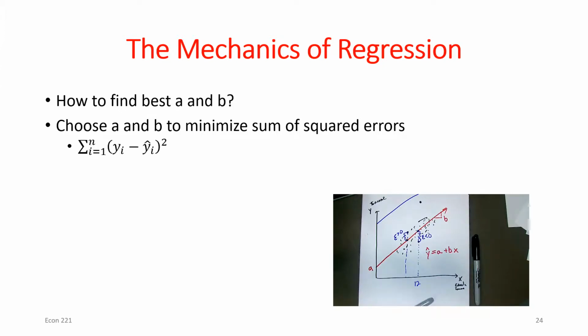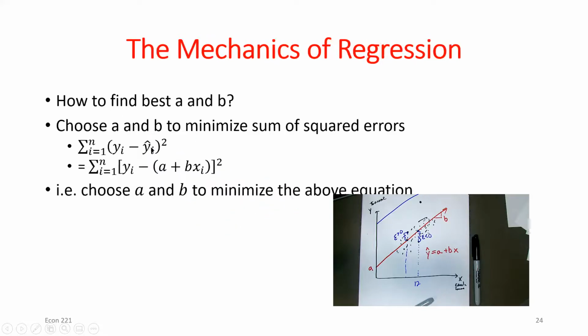Okay? So I'm just going to write the error term, which is really just the difference between the actual Y and the predicted Y. I'm going to square that. We could go through the math. I'm not going to bore you with it, but basically you would have this equation where I can write out what the predicted Y value is.